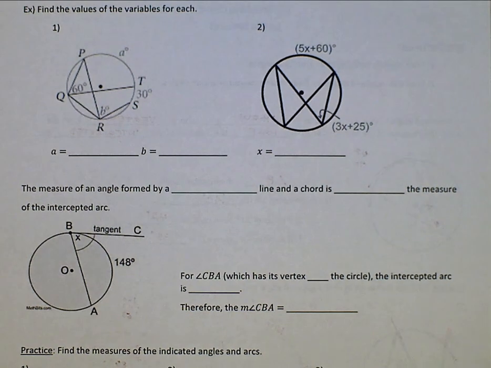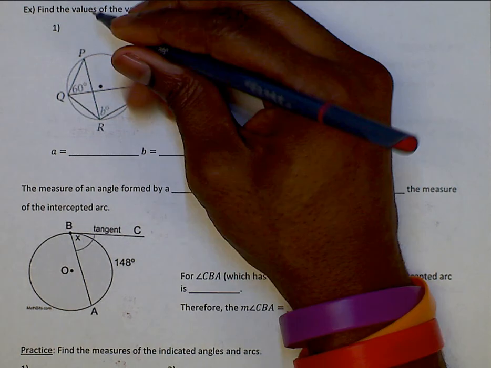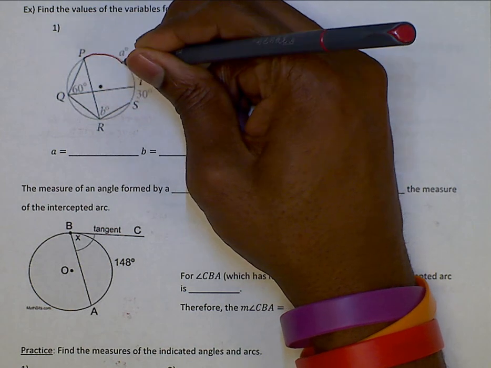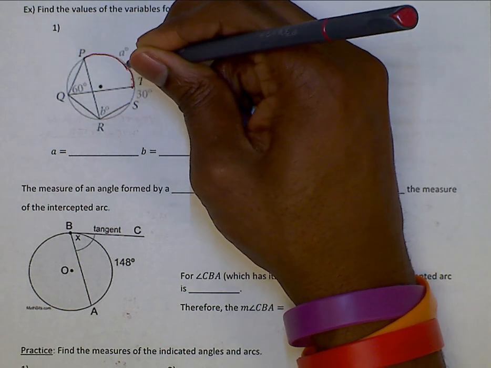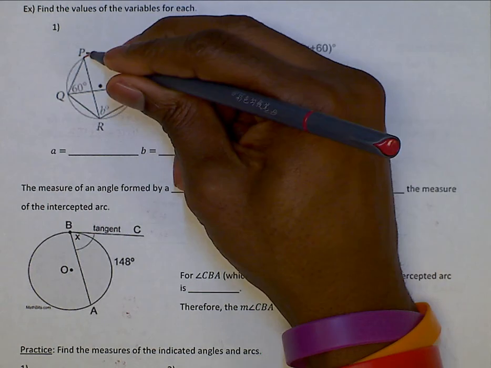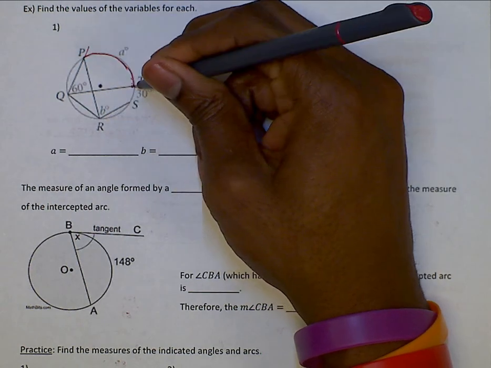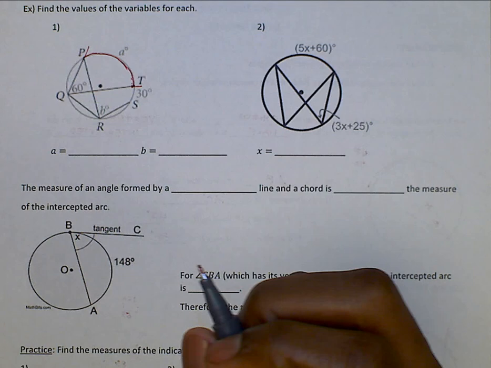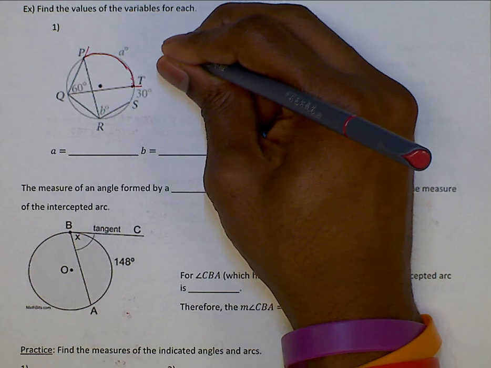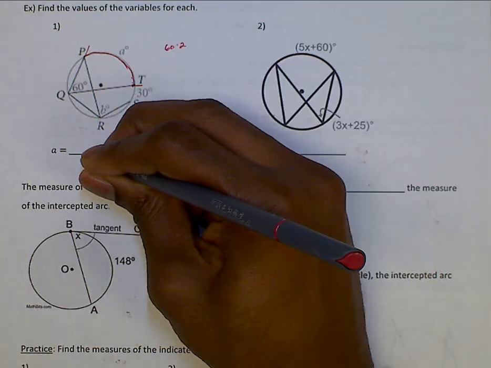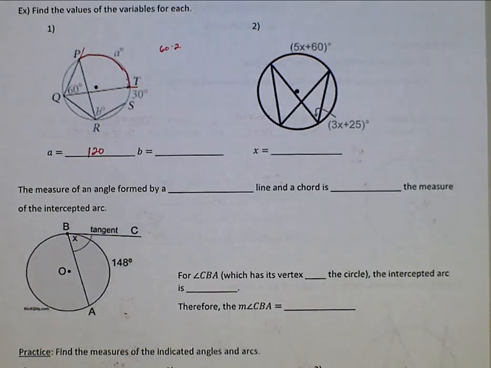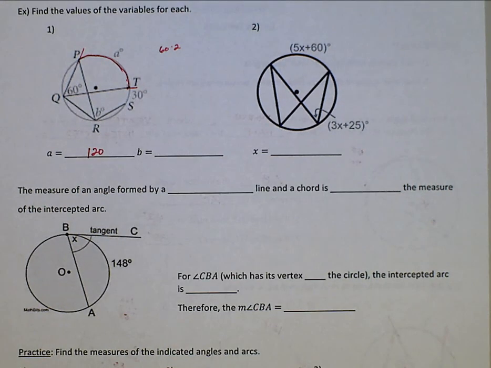Here for number 1. We are trying to now use inscribed angles to solve for variables. First one, they want us to solve for A. A is this arc PT. In this arc PT, I notice an inscribed angle, angle Q. Angle Q is 60, and so I can do 60 times 2, which gives us 120. That arc would be 120. That means A is 120.